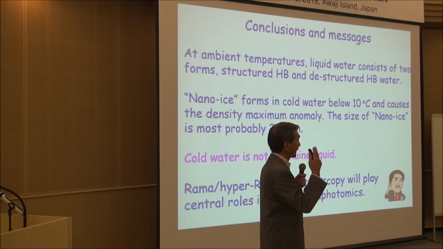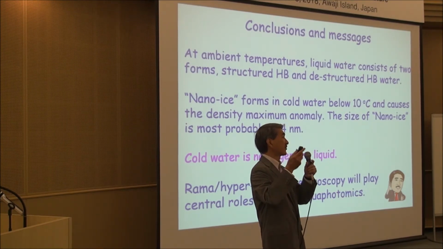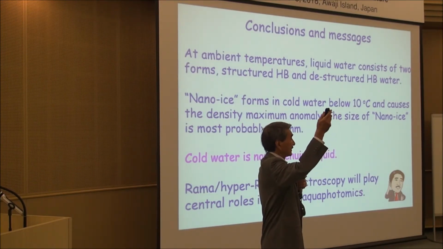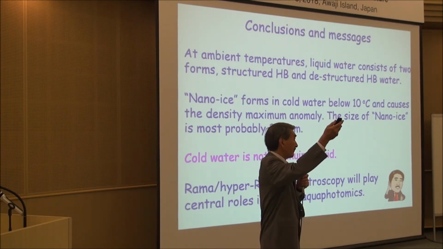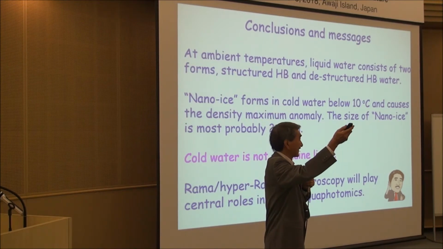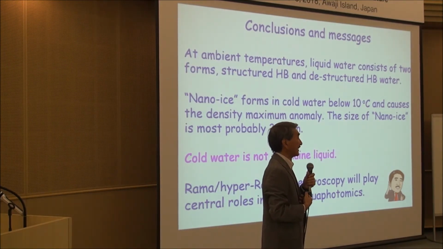Maybe the third one is if we extrapolate the ratio of A plus B and C, then it reaches the point where the temperature agrees with the known homogeneous nucleation temperature of ice. So there are three reasons why we think that it is ice.